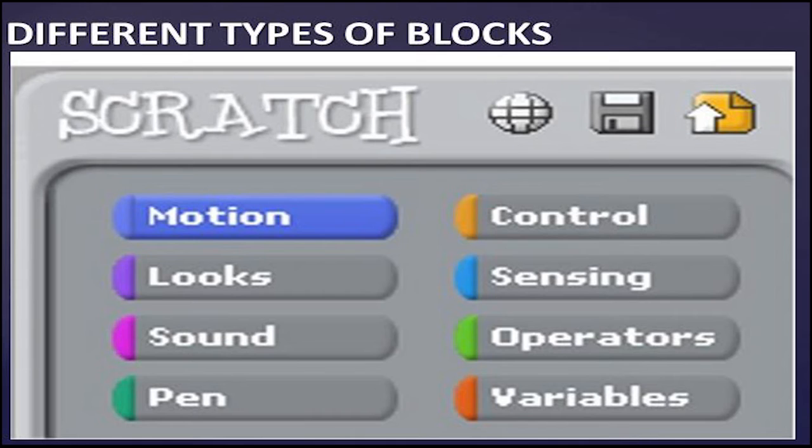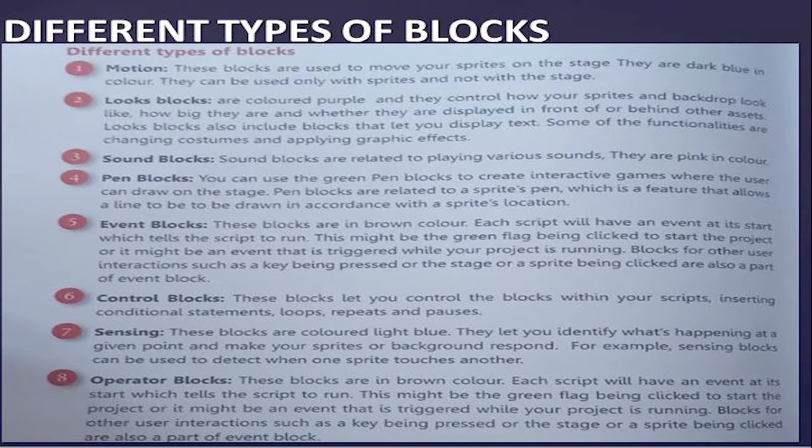Scratch is an animation software where we can create animations. Of the different types of blocks we just saw, the first are motion blocks, which are used to move your animation characters on the stage. Next are looks blocks. Looks blocks are purple and are used to control how sprites and backdrops look, for example whether they display some text. Next are sound blocks, which are used to play sounds for your sprite.